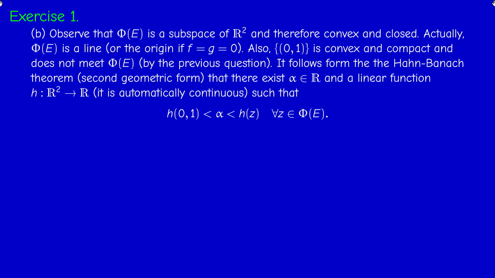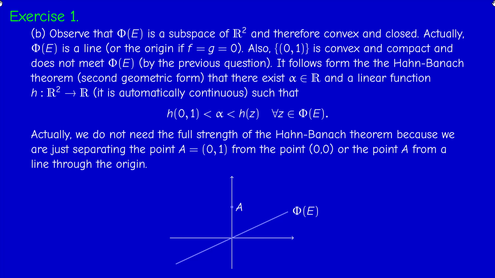Okay, we don't need the epsilon actually, because this is enough for us. In most applications, this is enough. And by the way, we don't need the full strength of the Hahn-Banach theorem because the situation is so simple. If phi of E is the origin, then we can, of course, separate the origin and A by a line, and you have so many ways to do that. Okay, and if phi of E is a line through the origin, we can, of course, separate this line in blue here from A by a parallel line. Okay, and we have so many choices, of course, but all the lines should be parallel, because they don't meet phi of E.